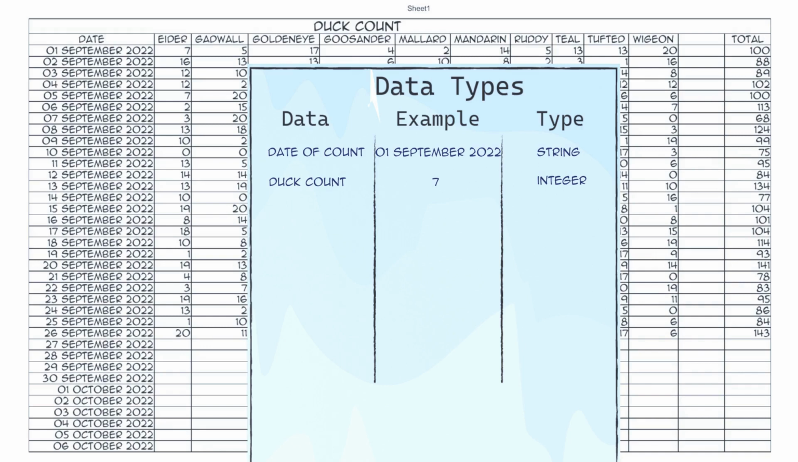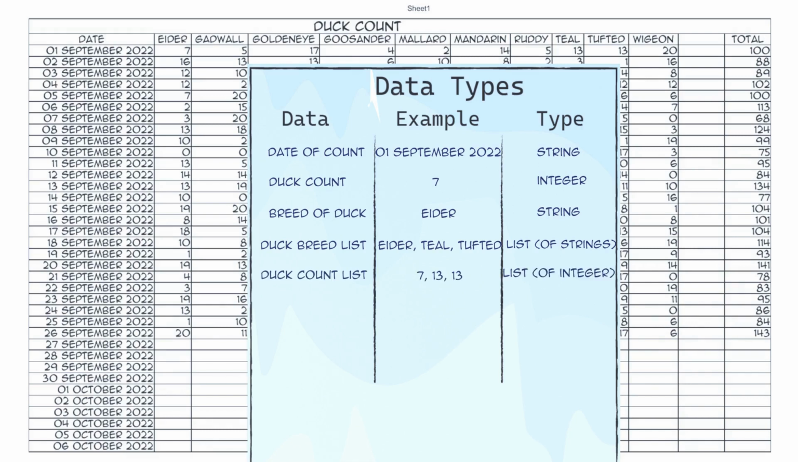We also have to associate each of the counts with the breed of duck. The breeds are of course strings, and we have a list of them across the top. In programming there's a concept of a list, so we'll use that both for the list of breeds and the corresponding list of counts. There's also lots of count lists, in fact there's one per day.